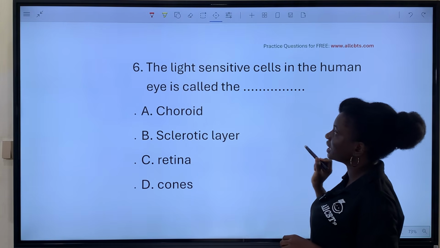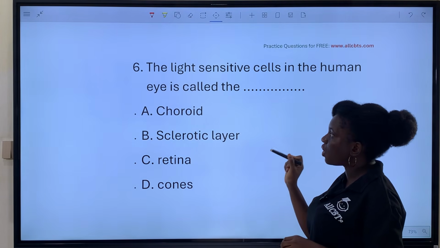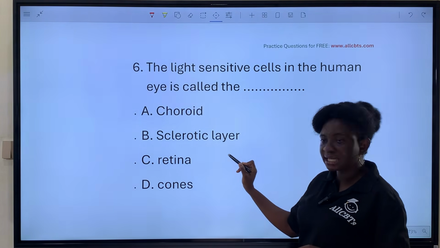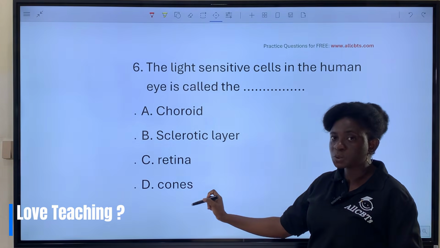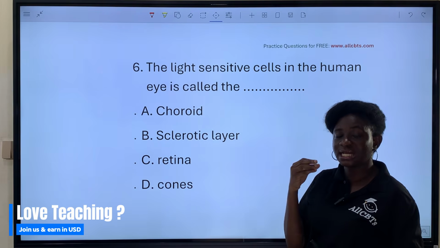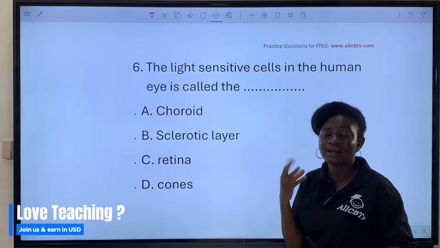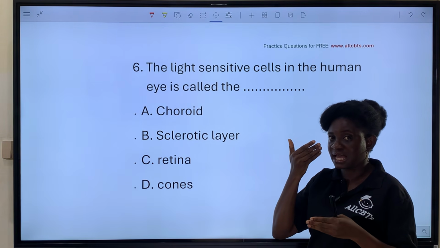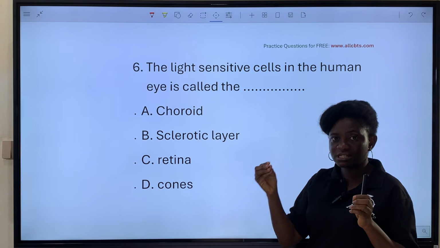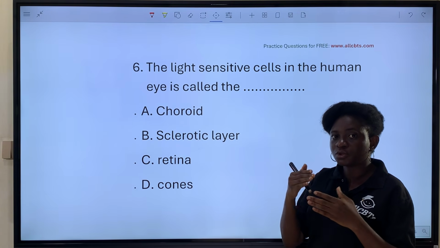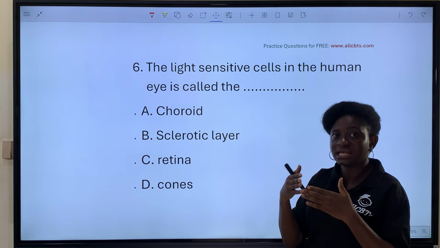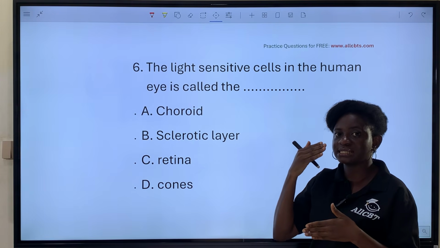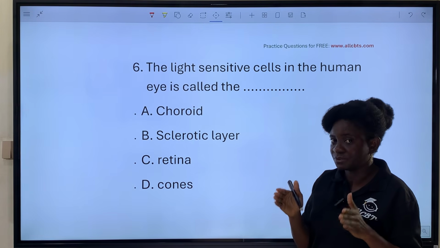Question 6. The light sensitive cells in the human eye is called the A. Choroid, B. Sclerotic layer, C. Retina, D. Cones. So the part of the eye that is light sensitive, and this part of the eye helps to control the amount of light that enters the eye. They consist of photoreceptors, that's light receptors, but the main function of this particular part of the eye is that it helps to regulate the amount of light that enters the eye, and that is the function of the retina. So option C, retina, is the correct answer.